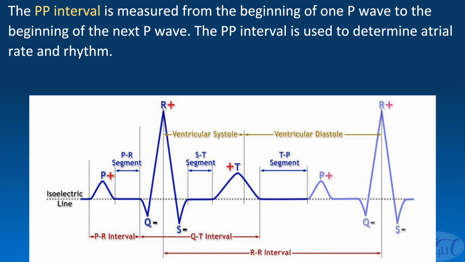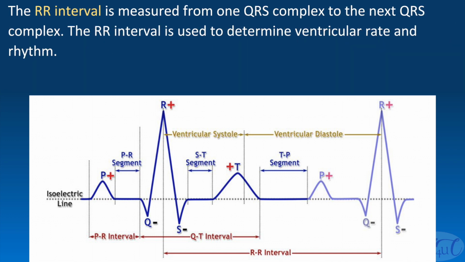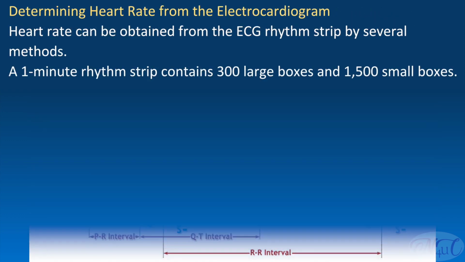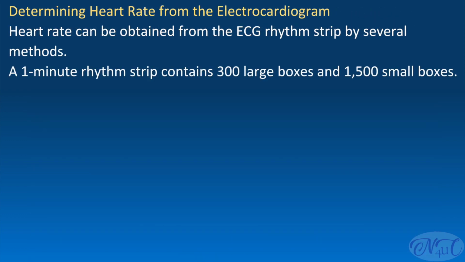The PP interval is measured from the beginning of one P wave to the beginning of the next P wave. The PP interval is used to determine atrial rate and rhythm. The RR interval is measured from one QRS complex to the next QRS complex. The RR interval is used to determine ventricular rate and rhythm. Now let us see how to determine heart rate from the electrocardiogram.